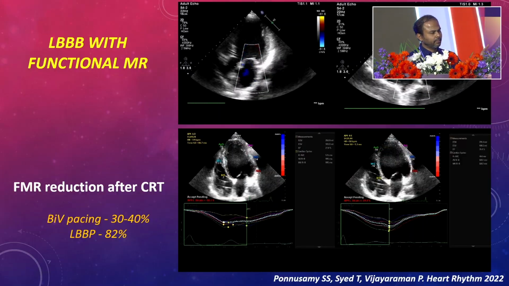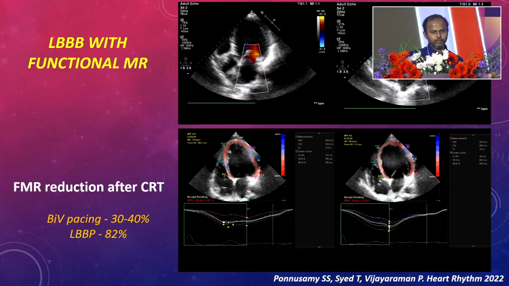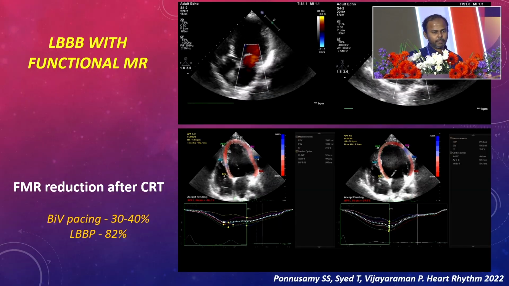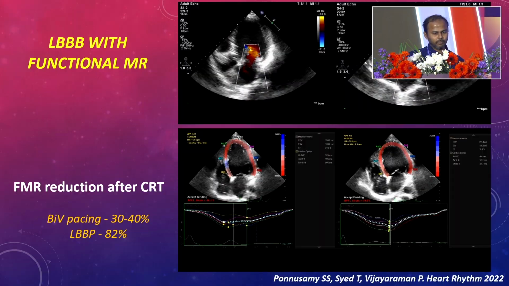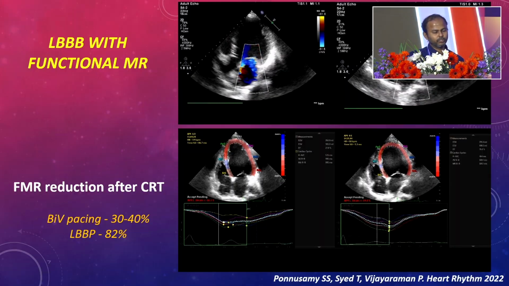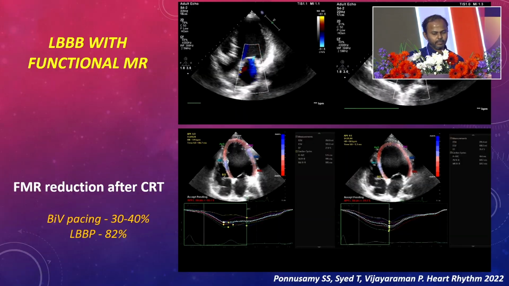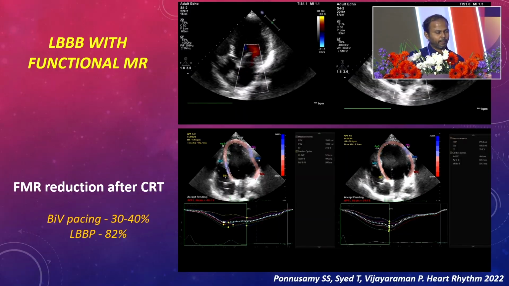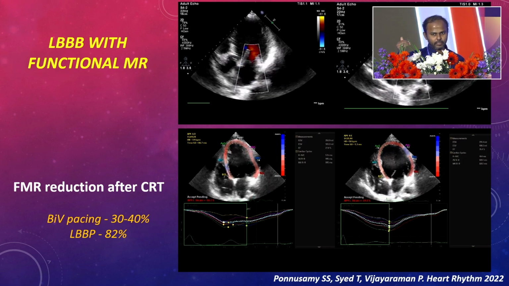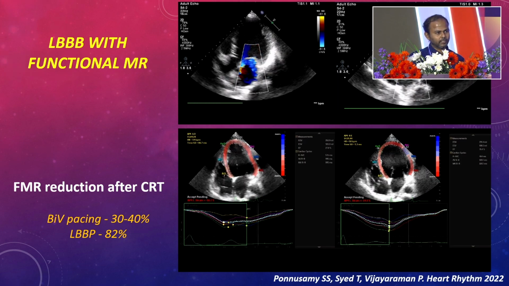The difference between these two echoes is just 10 days. The patient was implanted a left bundle lead for a DCM LBBB, and within 10 days, you can see how good the mitral regurgitation had come down even before the resolution of LV dimension. This occurs because of superior electrical resynchronization, resulting in synchronized activation of the papillary muscles. So that ultimately reduces the mitral regurgitation even before the LV dimensions had come down.